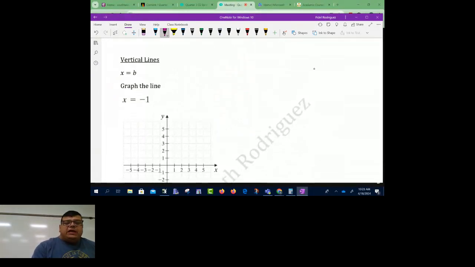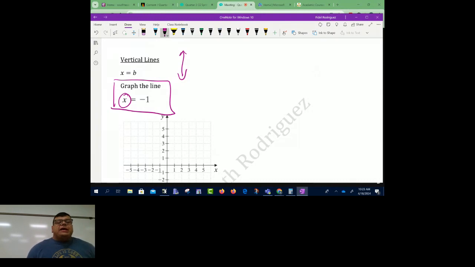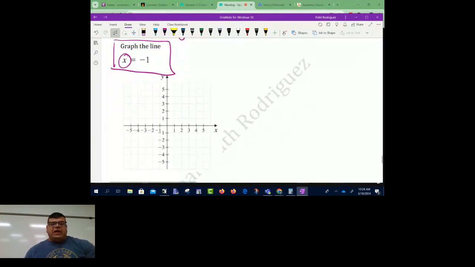If horizontal lines go left and right, vertical lines go strictly up and down. How do I know we have a vertical line? When I look at my equation, the only letter that I see is the letter x. So if all I see is the letter x, we're going to say, look, when does x equal -1? Here's my x-axis. x equals -1 right here.